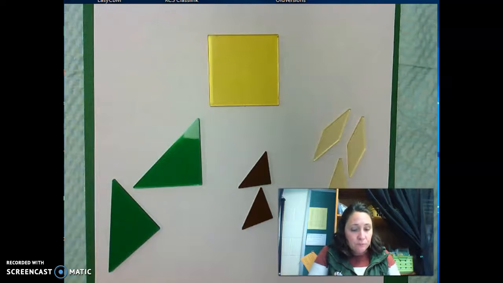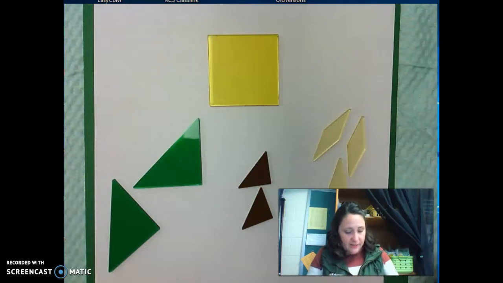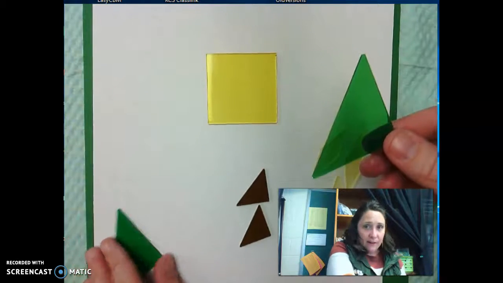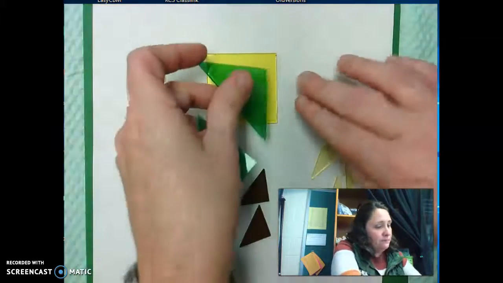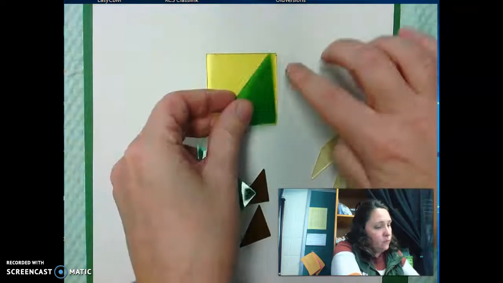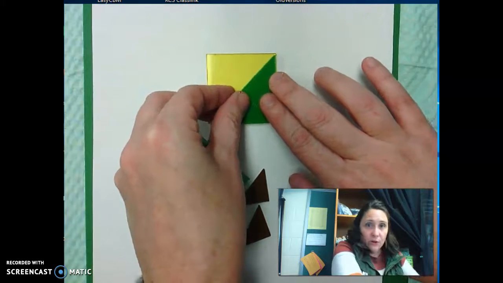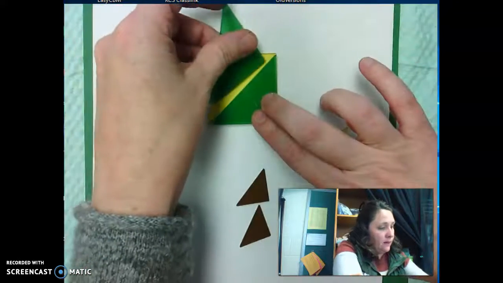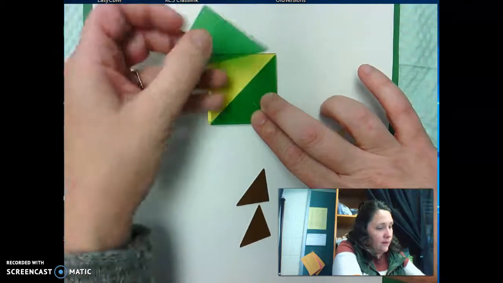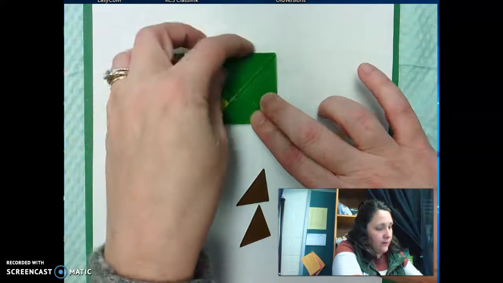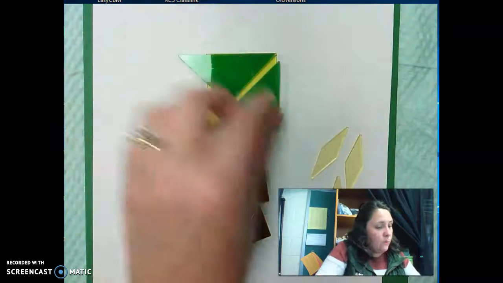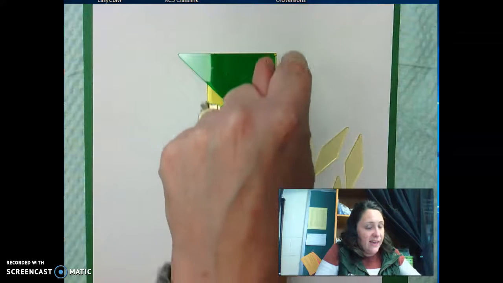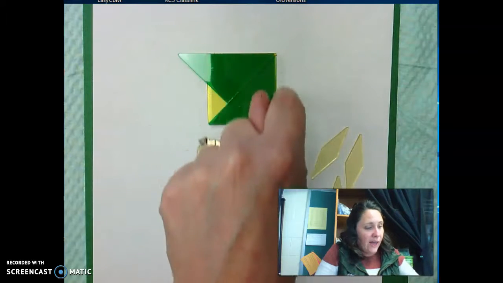Okay, so some of you may have decided to take two of your E polygons and put them right here in one of the corners. We're going to use this one right here. And we notice that when we put two of our E's together, that it forms a 90-degree or a right angle.